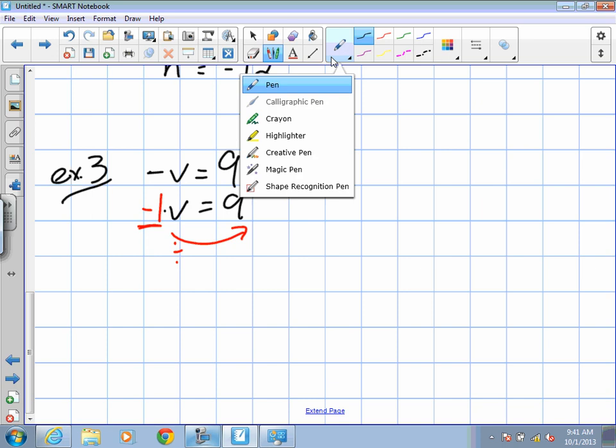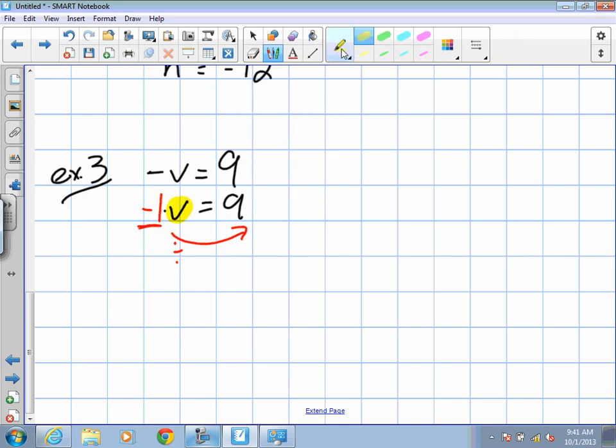Whole idea is to isolate v, just like we did before. So we're isolating v. v will be the only thing left. And we'll take 9 and we'll divide it by negative 1. v is equal to, what is 9 divided by negative 1? Negative 9, right? There you go. v is equal to negative 9.